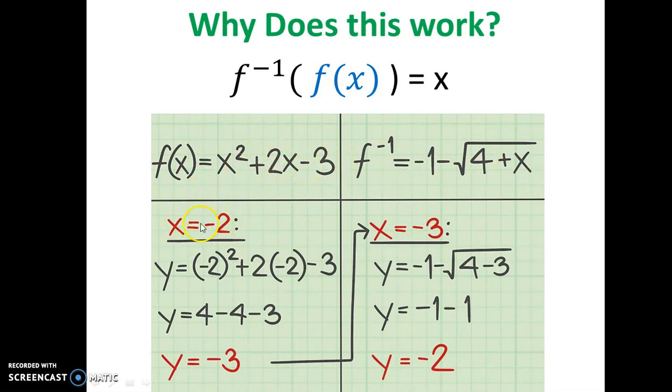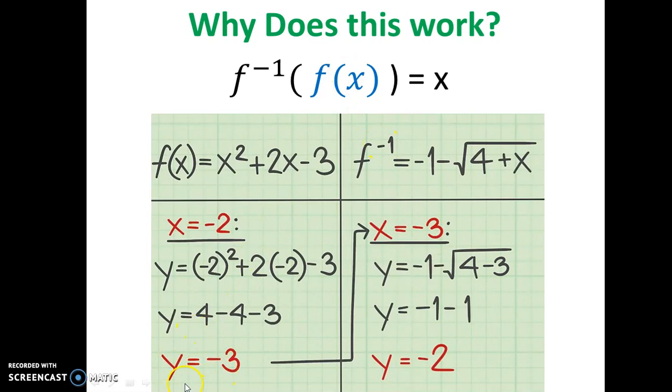Let's just look at what happens. We're going to put an x value of negative 2 into the original function. So negative 2 goes in there. Work it out, and you get a y value of negative 3. So now that is a y value of the original function. Now that y value of the original is going to be put in as an x value into the inverse, substituted into the inverse for x.